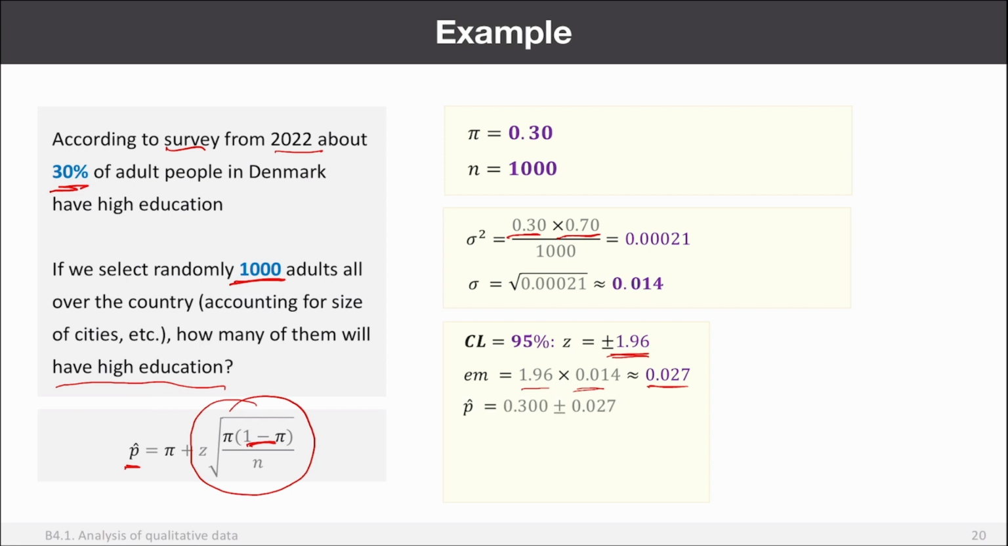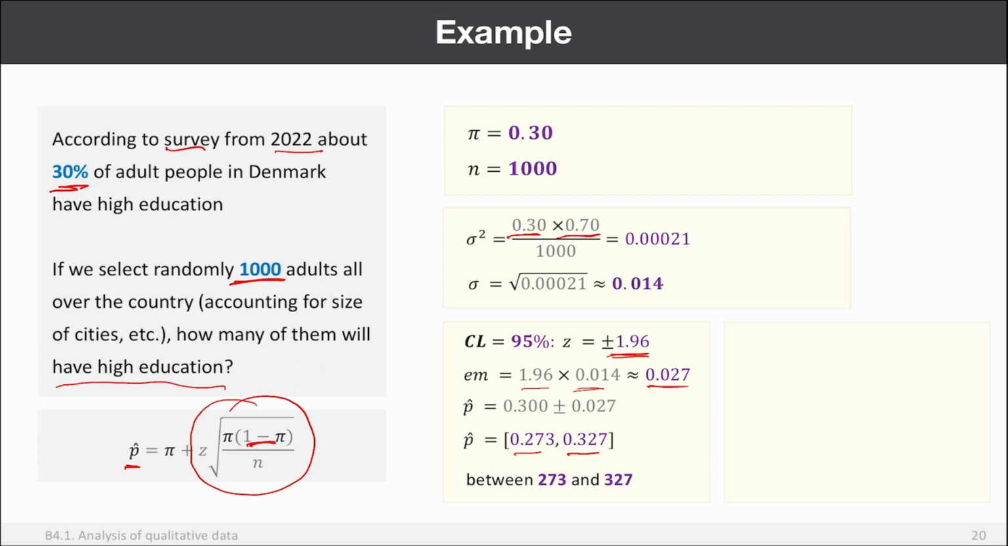Now we take it, we subtract it from the proportion of population to get the left boundary, we add it to get the right boundary, and that's the expected values. So with 95% confidence, so we have 95% chance that when we take a sample of size 1000, when we ask 1000 randomly selected persons, the number of the people with high education will be between 273 and 327 in this particular case. Of course, we have 5% chance that it will be outside this.